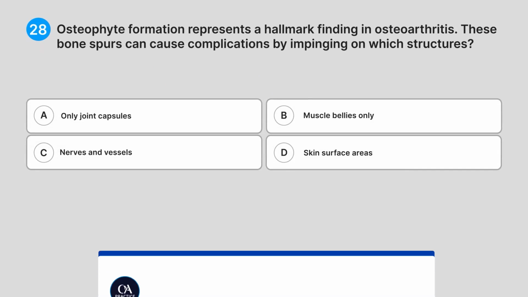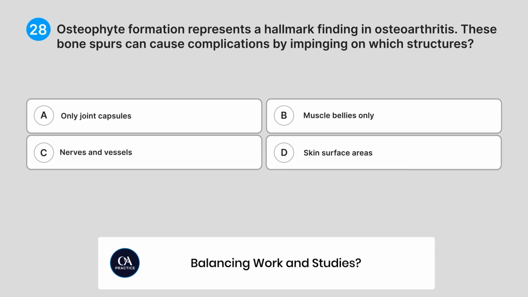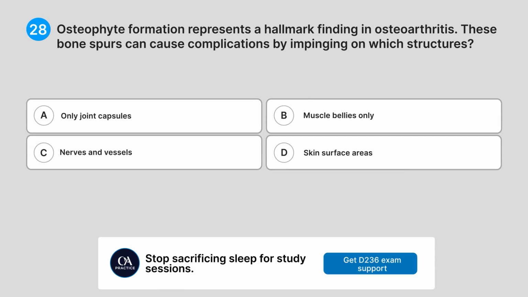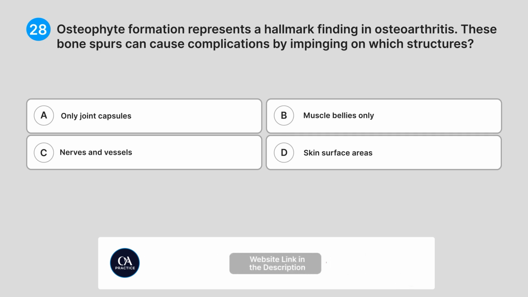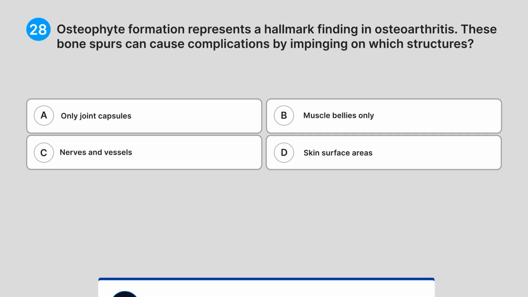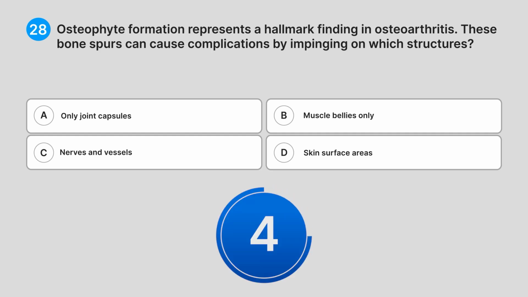28. Osteophyte formation represents a hallmark finding in osteoarthritis. These bone spurs can cause complications by impinging on which structures? A. Only joint capsules. B. Muscle bellies only. C. Nerves and vessels. D. Skin surface areas. Do you know the answer?